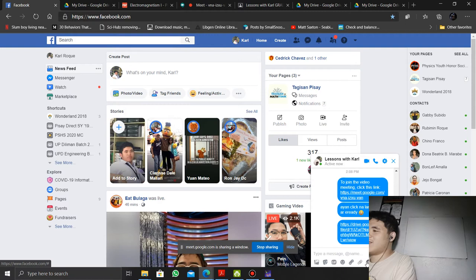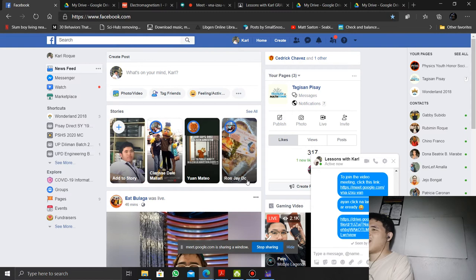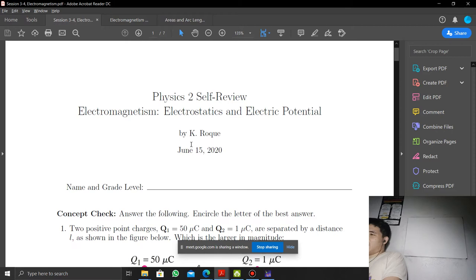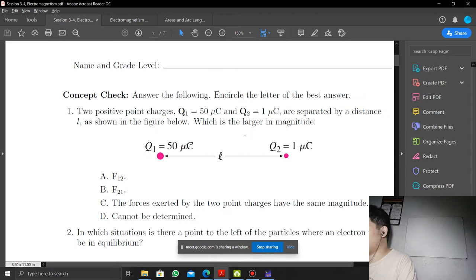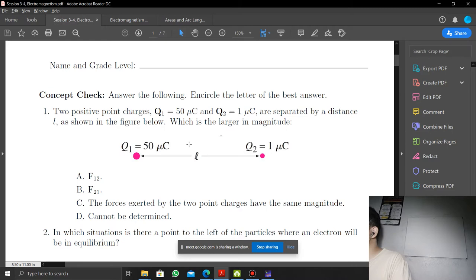Okay? Sige, tara, let's start dito sa problem set natin. Sige, so... Okay, let's start sa mga conceptual muna kasi it's always important. So, number one, ayan, tingin nyo, which has a larger magnitude?